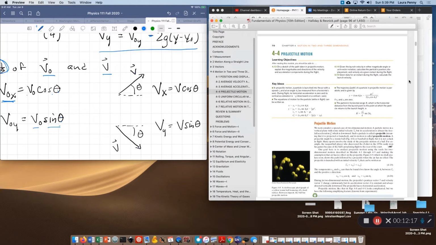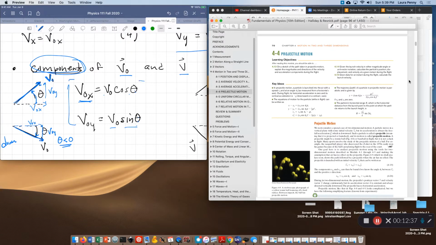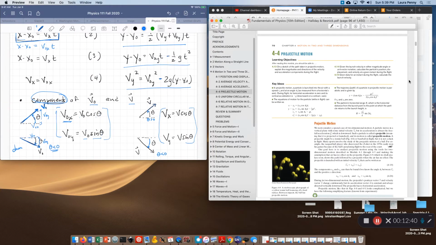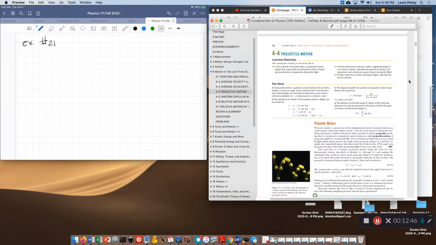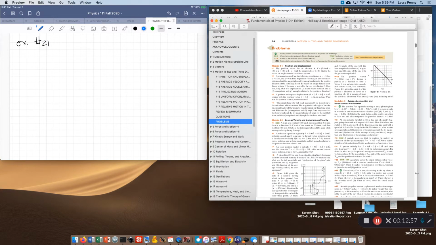V itself, the final velocity, also has components. It could be up, in which case this theta would be positive, or it could be down, in which case this theta would be negative. In either case, these would be the equations we would use to get the components of our velocities. Okay, I want to do number 21 in this video quickly, and then I'll do 2 more examples in the next video. So let's look quickly at number 21.